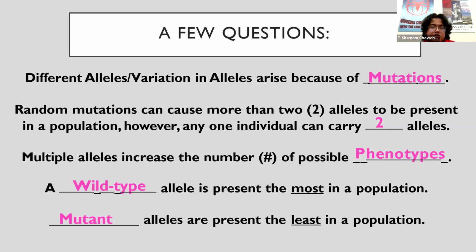So different alleles or variations of alleles arise due to mutations. Random mutations can cause more than 2 alleles to be present in a population. However, one individual can only carry 2 alleles. Multiple alleles increase the number of potential phenotypes. Wild type refers to the allele that's present the most in a population. Mutant alleles are present the least in a population.